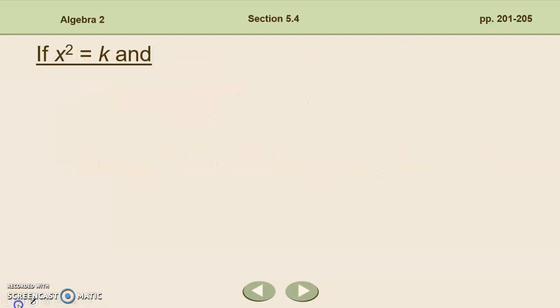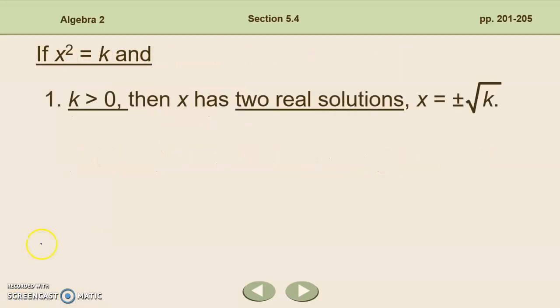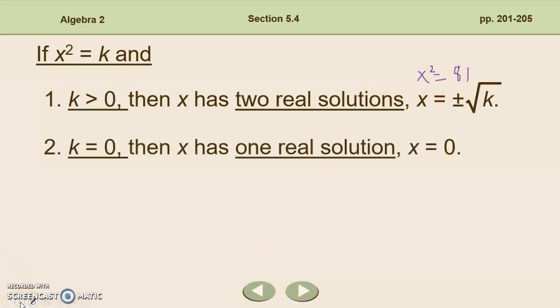All right, here's our rule regarding imaginary numbers. If x squared equals k, and k is greater than 0, then x has two real solutions: x equals plus or minus the square root of k. Again, we saw that with our very first example in the first part. If x squared equals 81, and 81 is greater than 0, then x has two solutions. In this case, x is equal to plus or minus 9. If k equals 0, then x has one real solution, x equals 0. If x squared equals 0, for example, then x is also equal to 0.